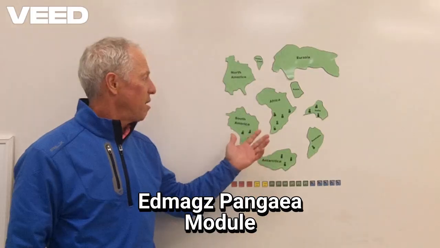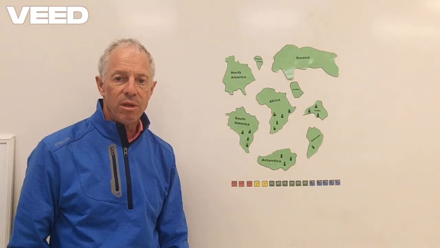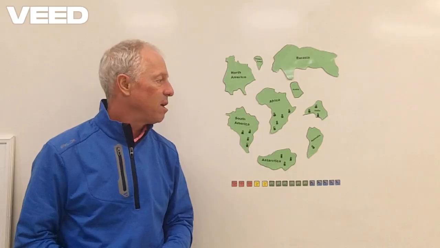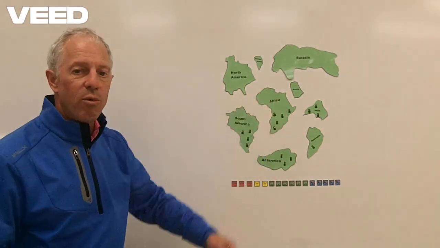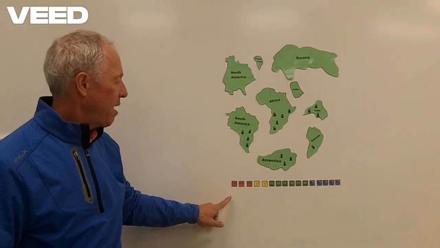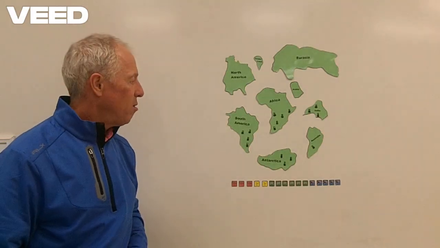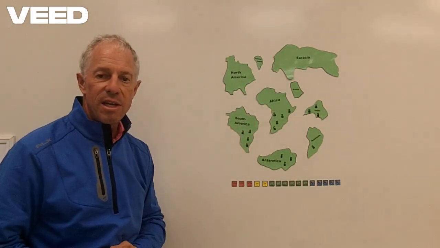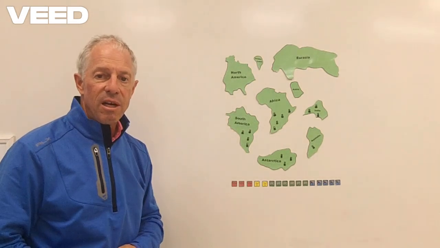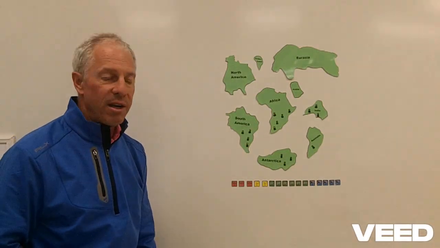This is a tutorial about the Pangaea module, which is in both the biology and the geography sets. And here I have the pieces on the board. The continental pieces are in green here, and these smaller pieces are the fossil pieces, which are carried by the continents, as Alfred Wegener proposed in his initial hypothesis about the movement of continents.